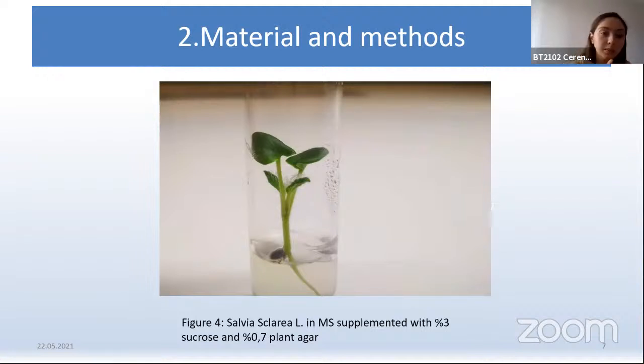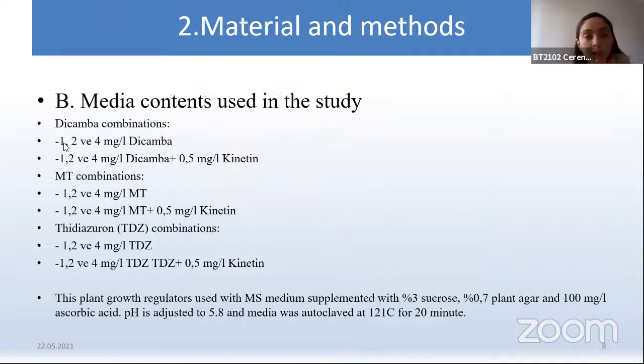After that, you are seeing the media contents used in the study. We have dicamba, auxin, metatopolin, and thidiazuron, 2 cytokinins, with or without 0.5 milligram per liter kinetin. And we used these particular concentrations in all of our experiments: 1, 2, and 4 milligram per liter. These plant growth regulators were used with, again, Murashige and Skoog medium, supplemented with 3% sucrose, 0.7% plant agar, and 100 milligram per liter ascorbic acid.